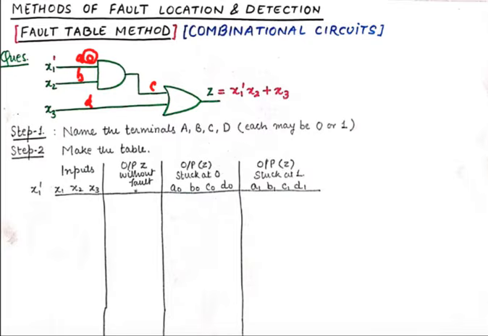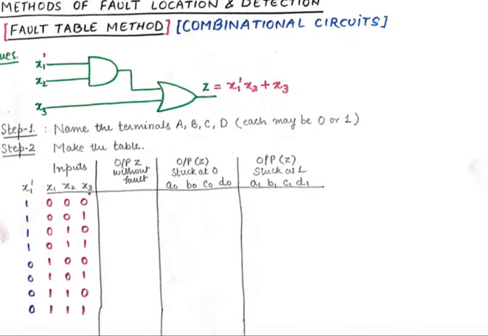Firstly, we'll need to compute the output for no fault. So we'll need to compute it 8 times, then 8 times when A is stuck at 0, 8 times when B is stuck at 0, and so on and so forth. That might sound like a lot, but I'll show you a way in which this can be done very quickly. For the x1, x2, x3 inputs, I've written down all the possible combinations, and I've mentioned x1 bar explicitly here because the input x1 bar goes to this AND gate.